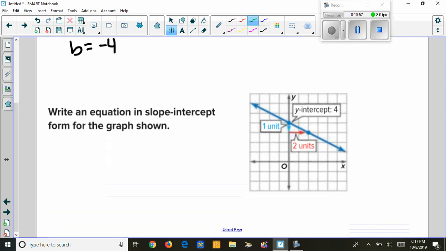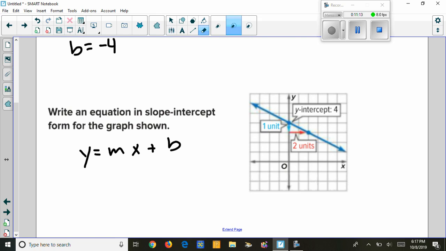Given this graph, we're going to piece together what the slope-intercept form is. What I'm going to do is write y equals mx plus b, and then go back and erase the b and the m and put a blank there. We'll fill that in with the numbers as we get them.